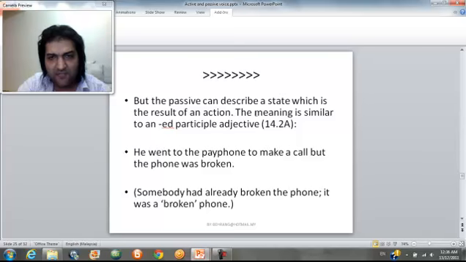But the passive can describe a state which is the result of an action. The meaning is similar to an -ed participle adjective. For that, you have to refer to 14.2a. He went to the payphone to make a call, but the phone was broken. Somebody had already broken the phone. It wasn't a broken phone.